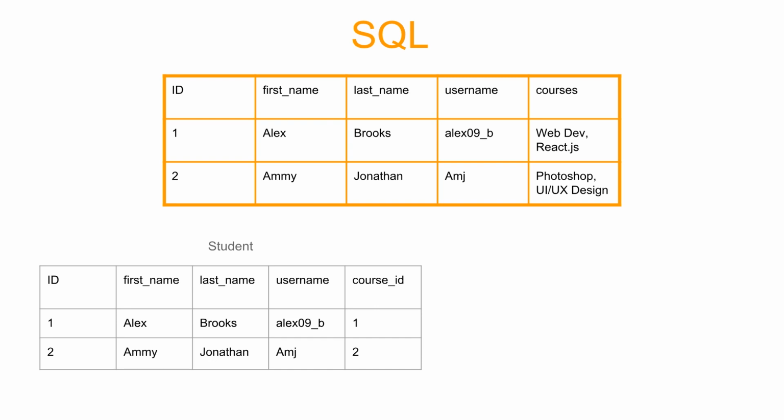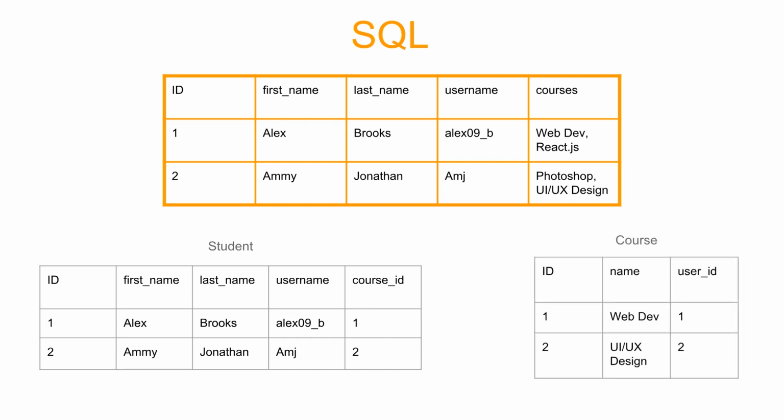So this is what a relational database is about, and I'm going to talk to you about that in a second. But now we can go to the right side and create a brand new table for the course itself, with its own unique ID. It has a name like web development, UI/UX design. You can put whatever names your courses are, for example React.js, Photoshop, Illustrator, and so forth.